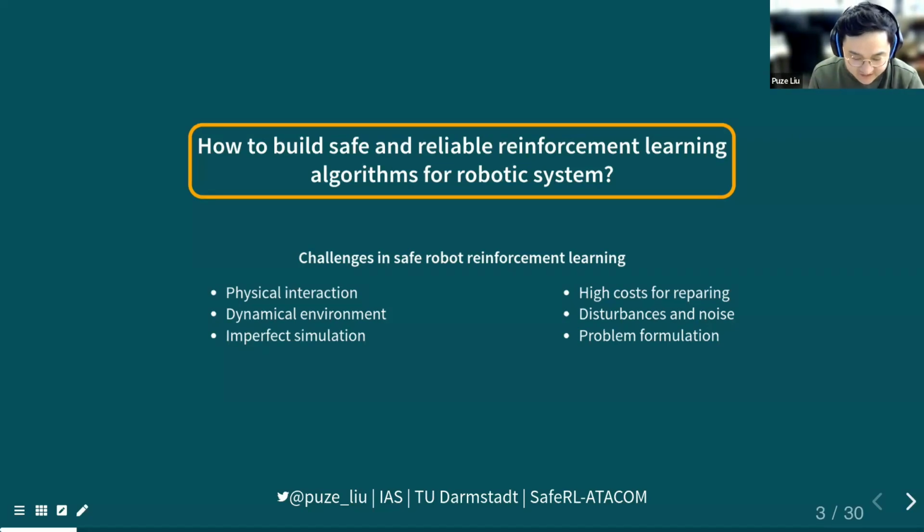Also, your simulation is always simplified. Maybe you will have some softening of the constraints. All of these factors make your simulation not really match the real world. Another part is how we can formulate the safety problems. All these challenges make safe robot reinforcement learning a pretty hard problem.